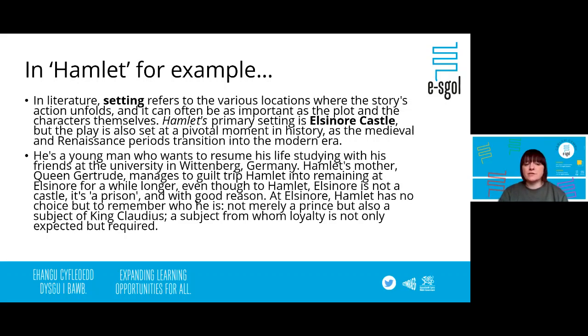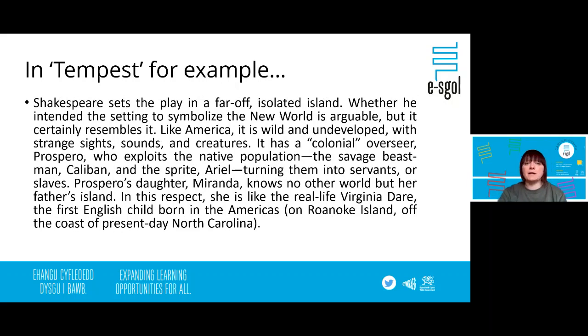Even though to Hamlet, Elsinore is not a castle, he dubs it a prison. At Elsinore, Hamlet has no choice but to remember who he is, not merely a prince, but also a subject of King Claudius, from whom loyalty is not expected but required. So you get a sense of setting from that aspect.